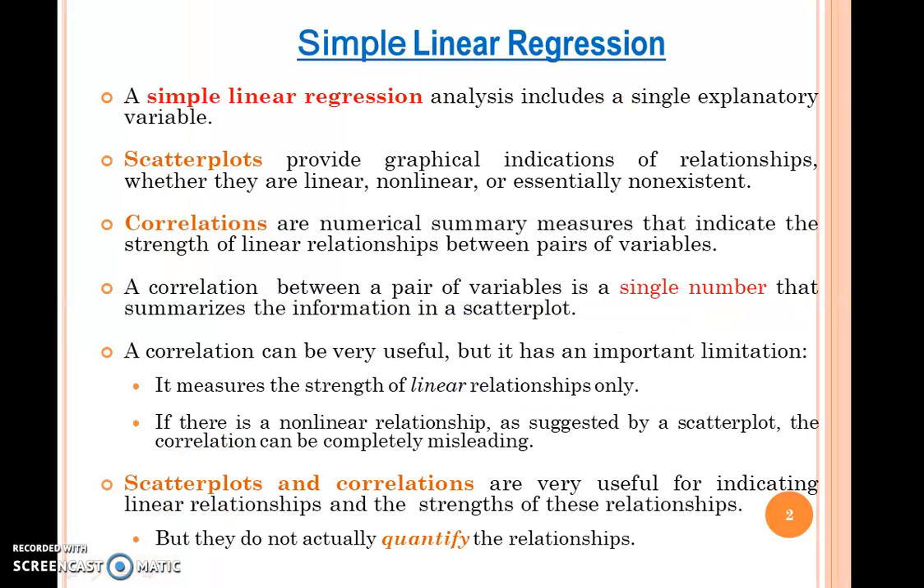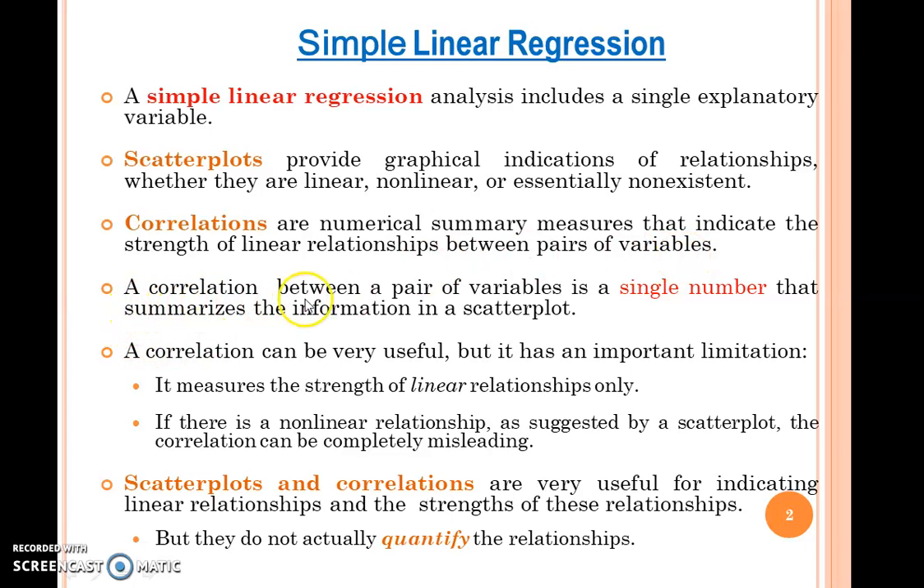Simple linear regression is the analysis which includes a single explanatory variable. Based on the number of explanatory variables, linear regression can be classified. A scatter plot provides a graphical indication of the relationship, whether it is linear, non-linear, or essentially non-existent. We have another one, the correlation. Correlations are numerical summary measures that indicate the strength of the linear relationship between pairs of variables.